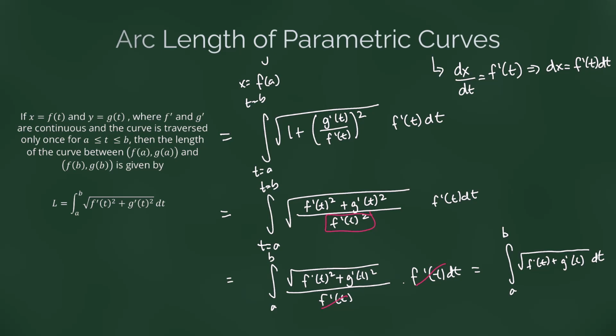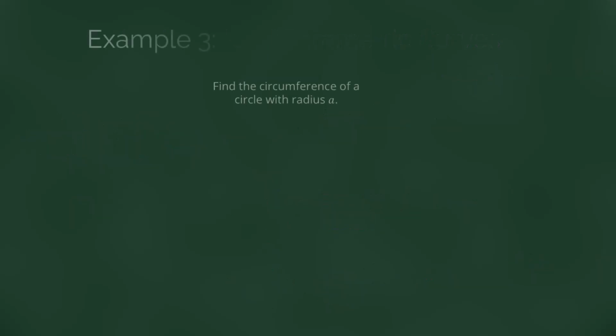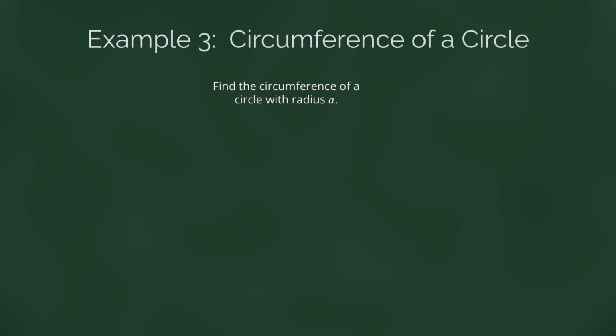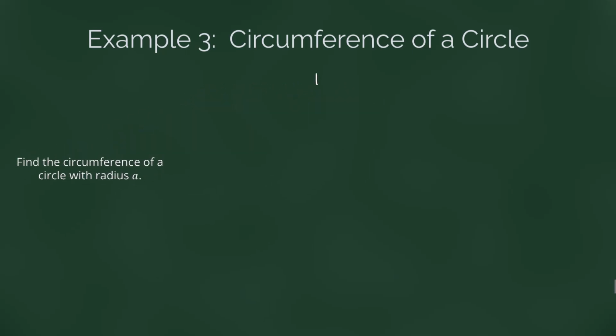So let's take a look at a couple of examples of that. One really nice application of this is that we can use it to confirm a formula we're probably pretty familiar with, the circumference of a circle. So if we want to find the circumference of a circle with radius a, we know that we can parameterize the circle. We can do that using the equations x is equal to a times the cosine of t and y is equal to a times the sine of t.